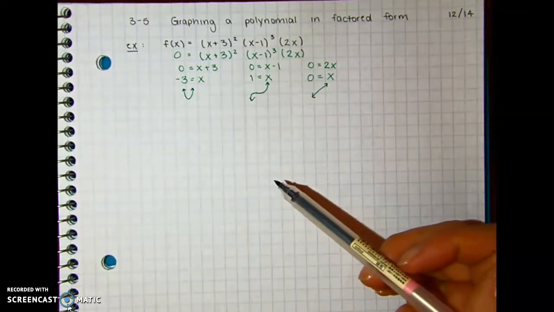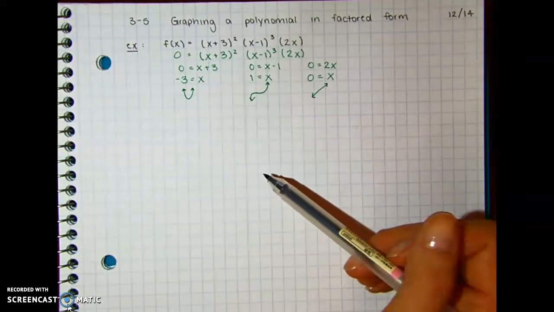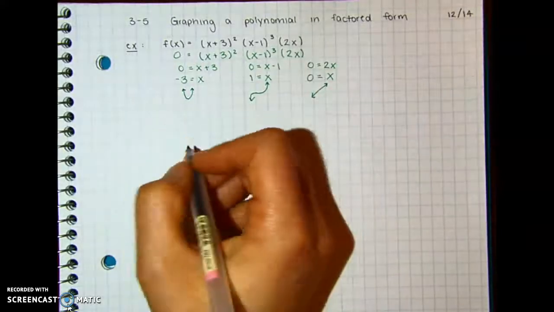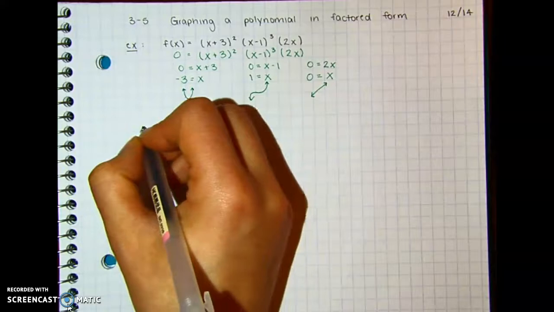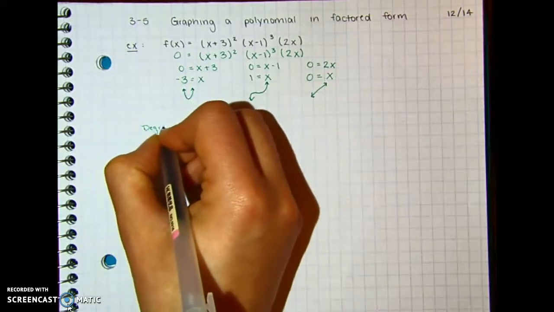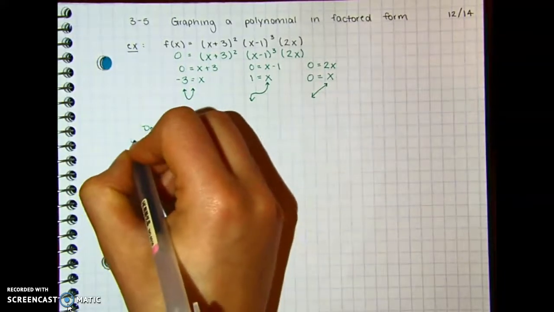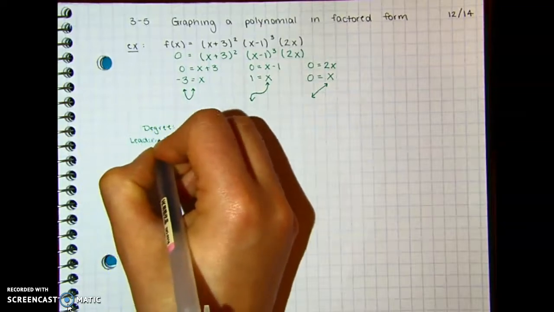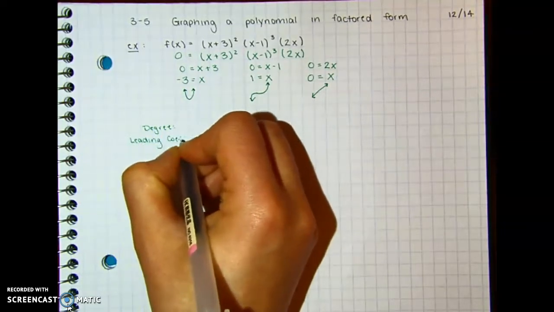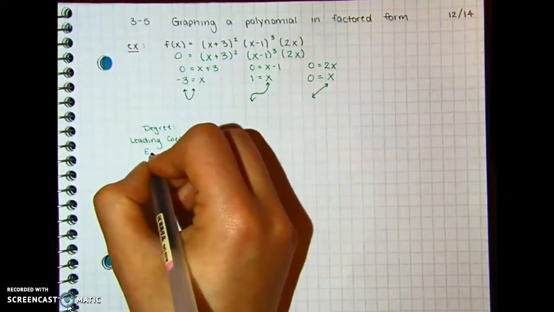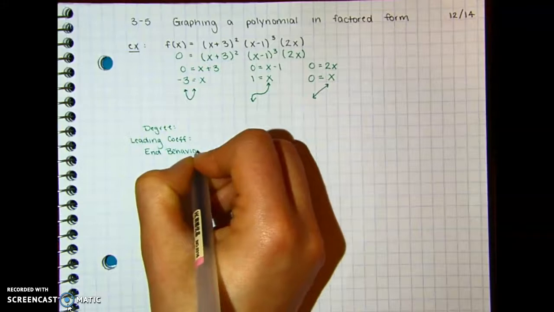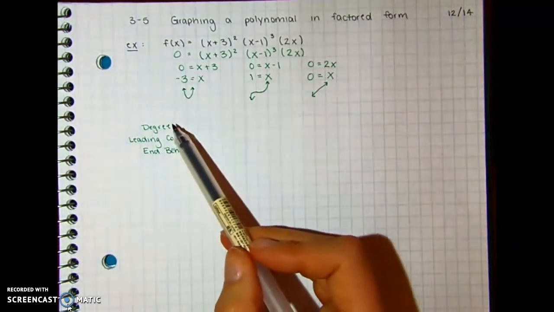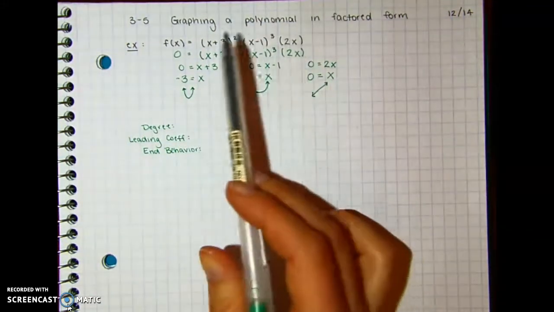Before we graph, we need to figure out the end behavior. For the end behavior, we want to do the leading term test, which means we need to identify what is the degree, and what is the leading coefficient. And then we can use that to figure out the end behavior. Now, in order to figure out the degree and the leading coefficient, we need to look at our equation.